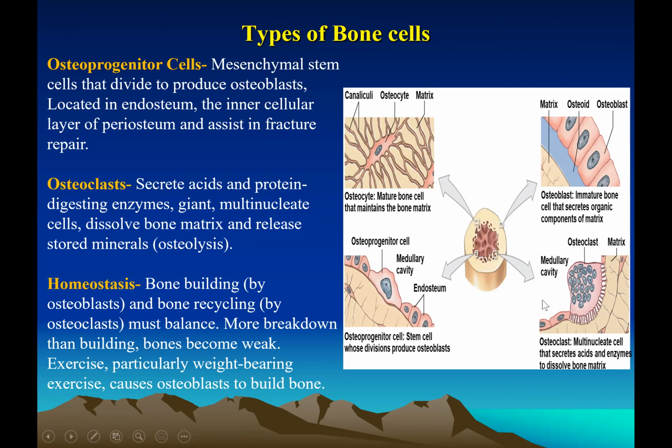Osteoclast is a very interesting cell. It's multinucleate, and it can secrete acids and enzymes to break down the bone to release calcium. So when our body is low on calcium, osteoclasts will actually dissolve our own bone in order to maintain calcium homeostasis.